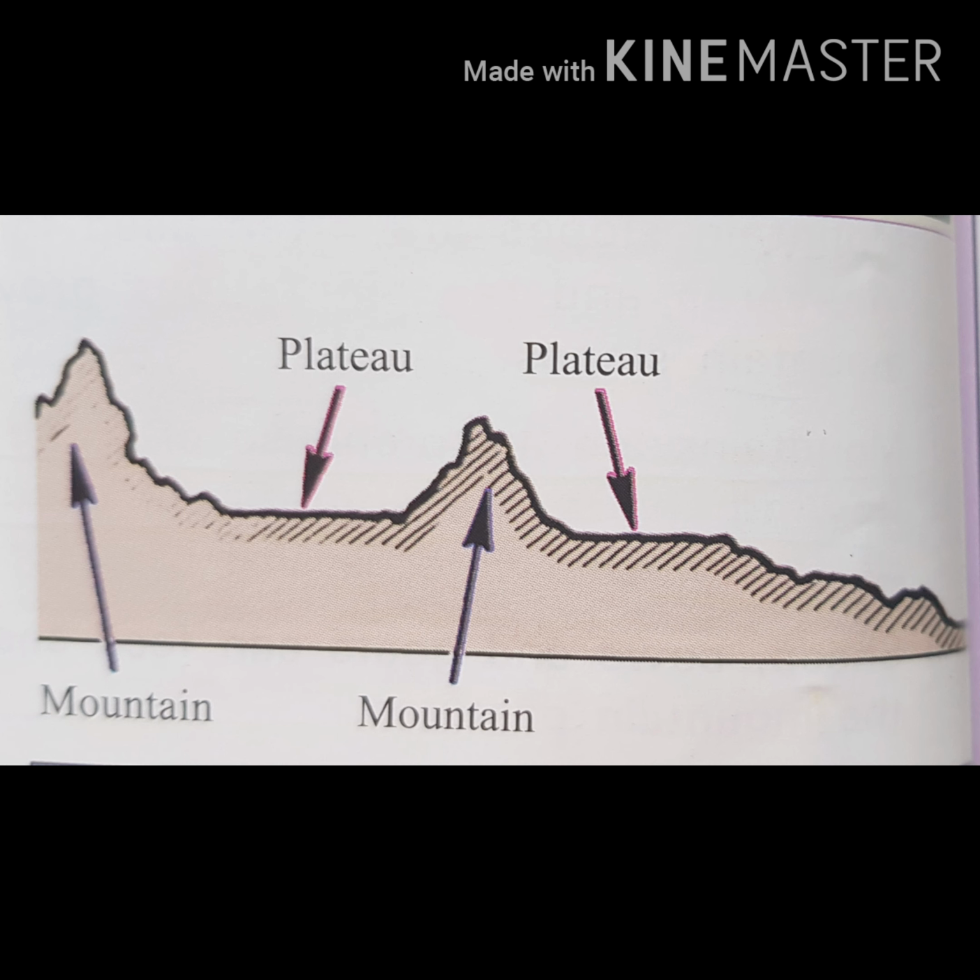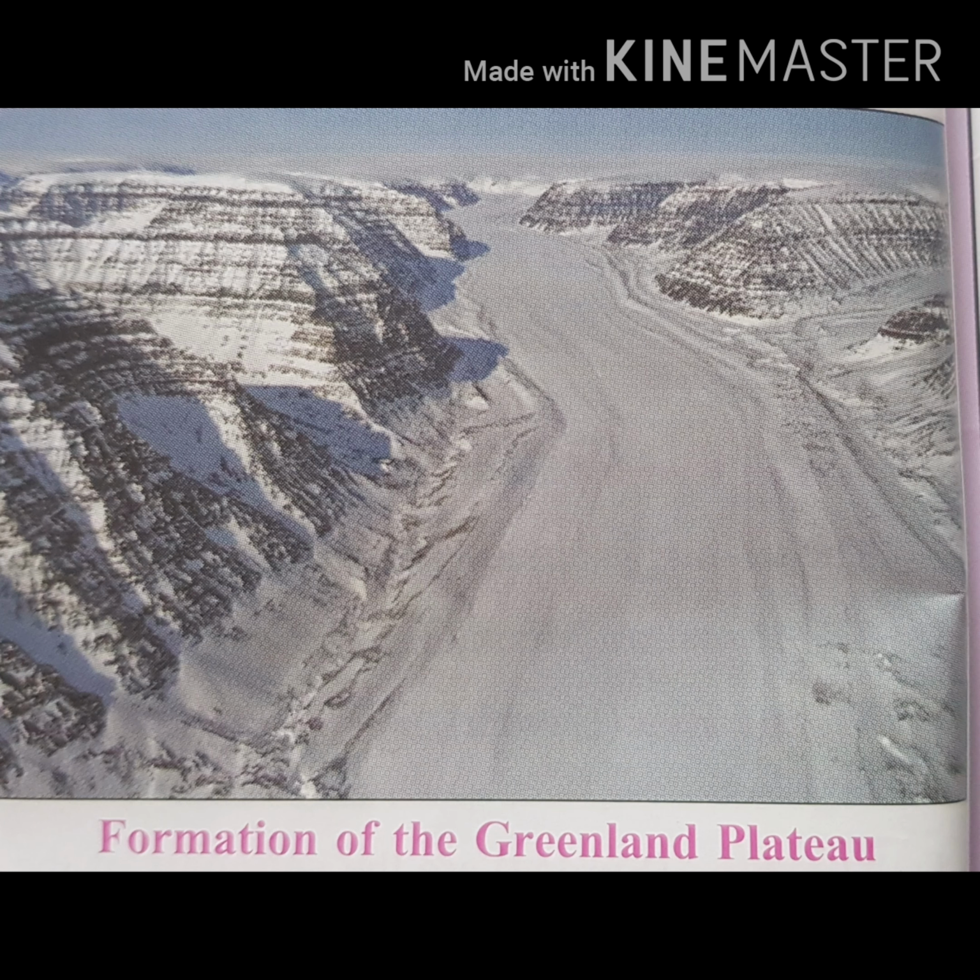How are plateaus formed? Plateaus are the result of endogenous as well as exogenous processes. As soon as an area of the earth's crust is raised above the sea level, the process of erosion begins. Water moving downhill wears away the ground over which it flows.